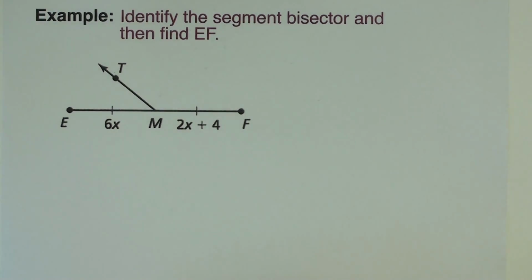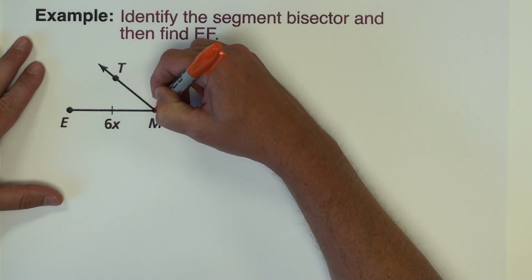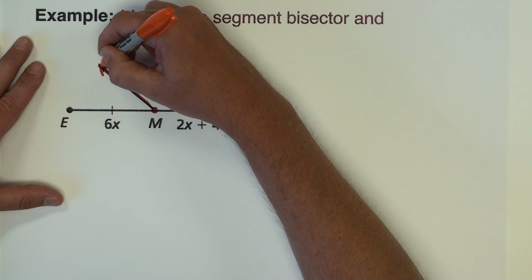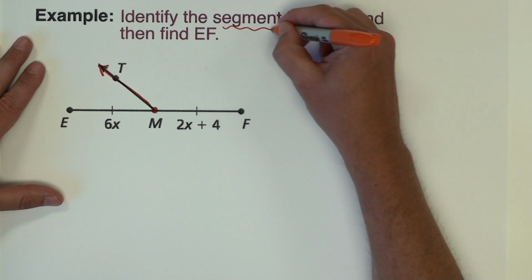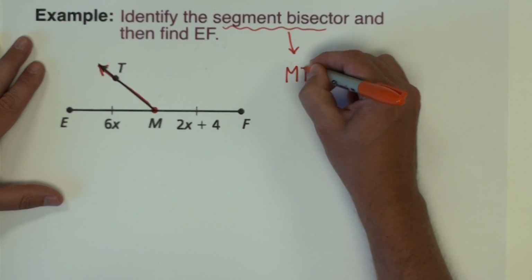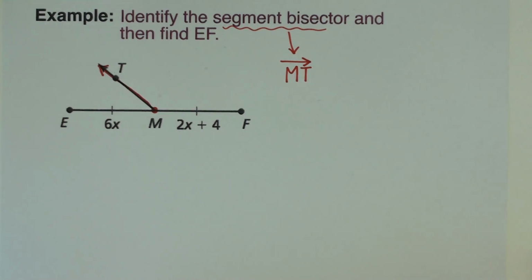Okay, same kind of directions on this particular slide. We're first asked to identify the segment bisector. So what do we see that intersects the segment at the midpoint? Here's the midpoint M. And right there I see a ray. So the segment bisector is ray MT.